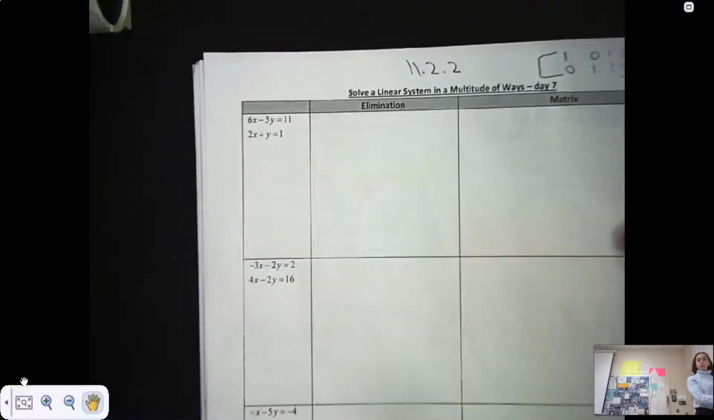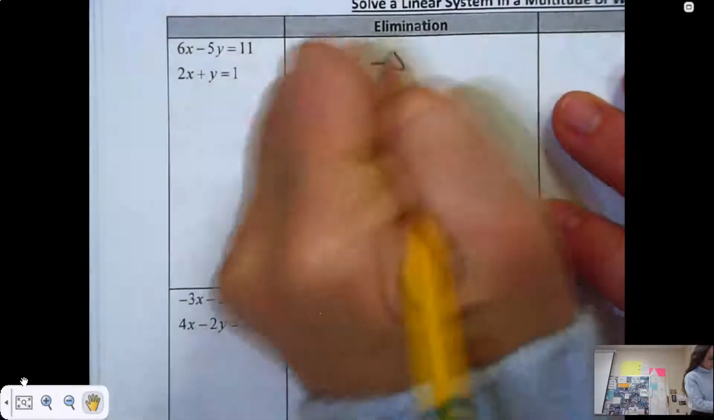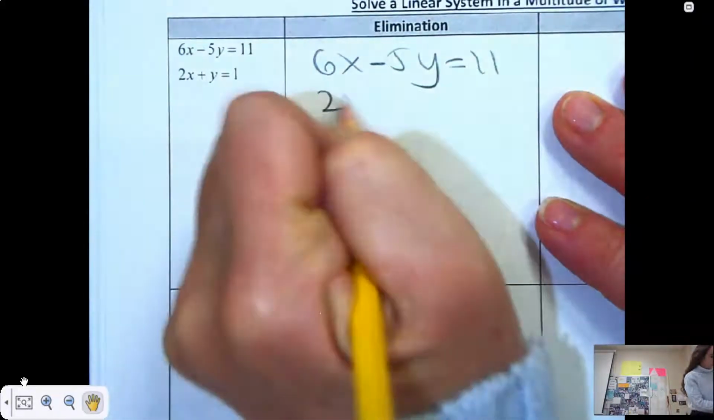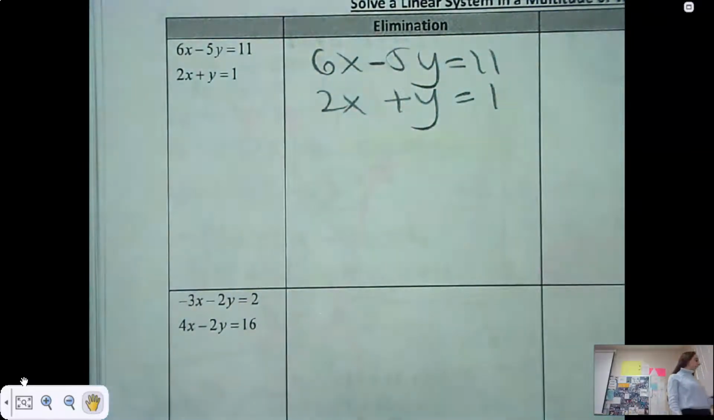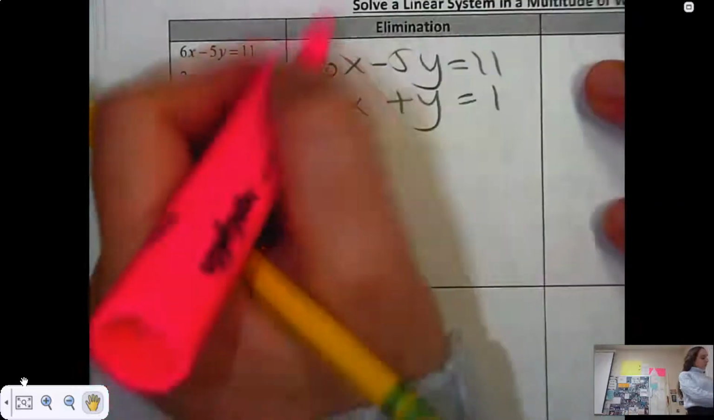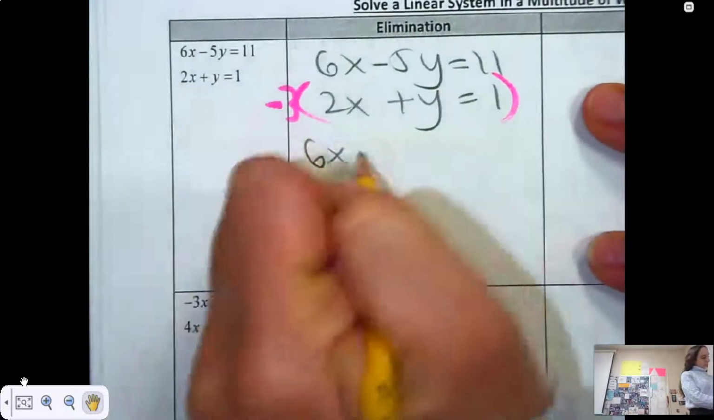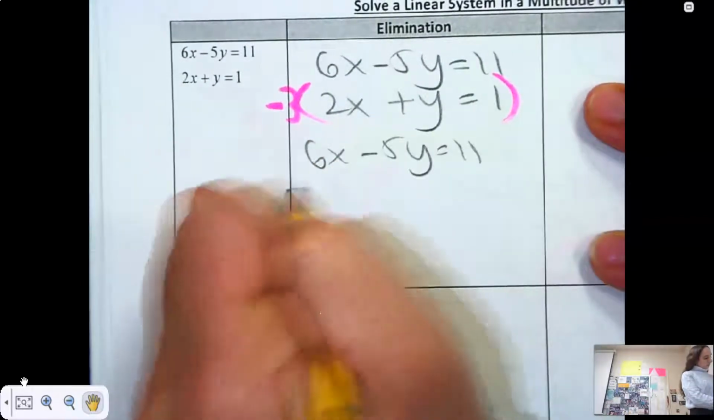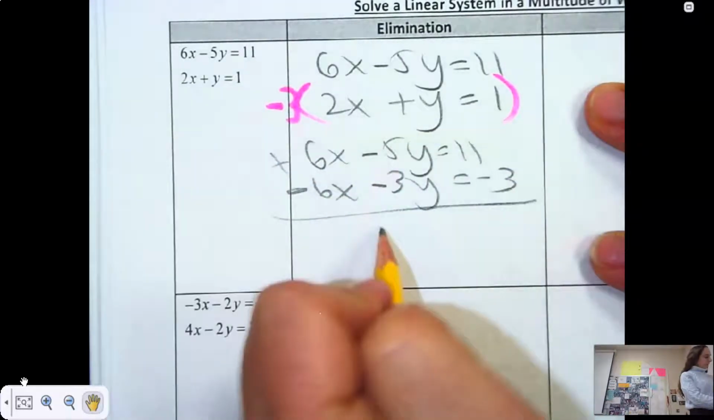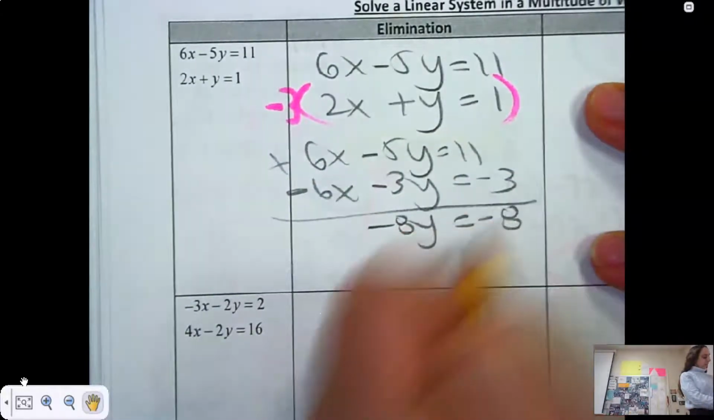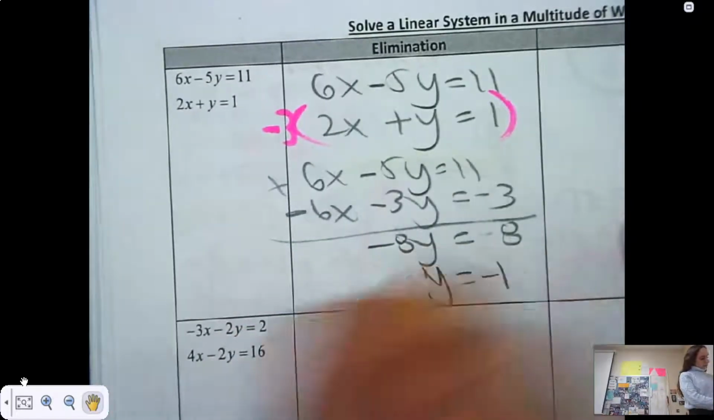Okay, so we're going to build on what we already know, and then we're going to step it up. So if I get 6x minus 5y equals 11, and 2x plus y equals 1, and I want to solve this by elimination. Remember, I can do anything I want, but I'm going to eliminate the x because it's easier for my brain. I get 6x minus 5y equals 11, negative 6x minus 3y equals negative 3. Add them, negative 8y equals negative 8, and then y equals negative 1.